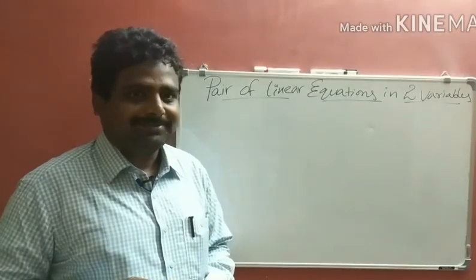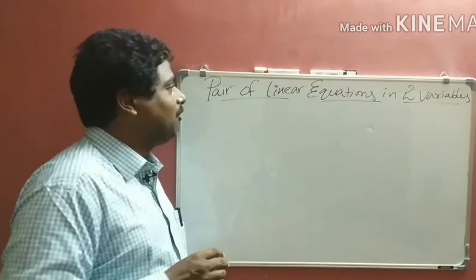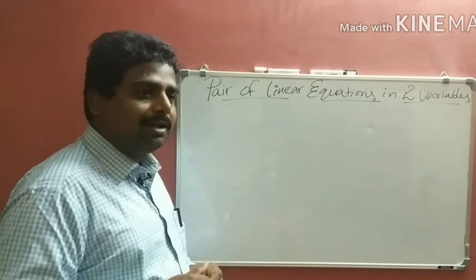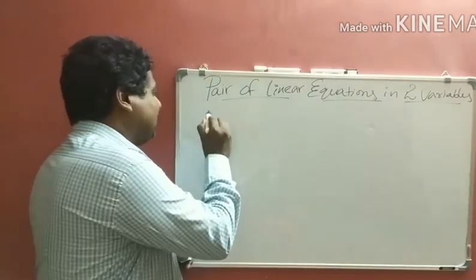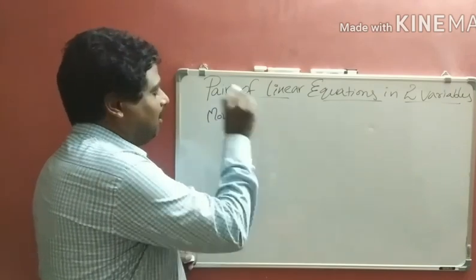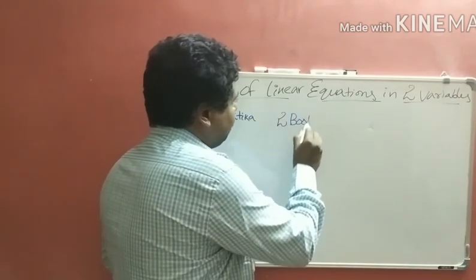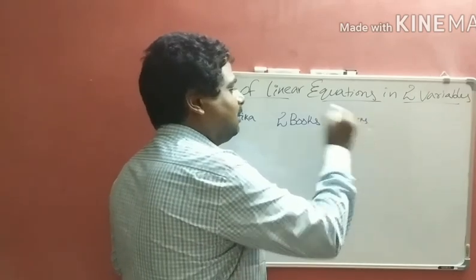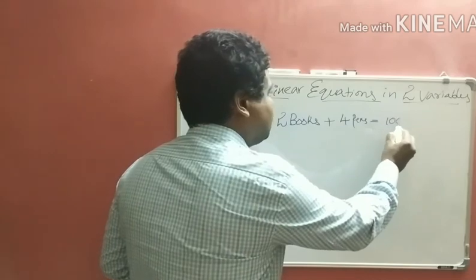Hi. In this class, we have to discuss pair of linear equations in two variables. One day, a little girl, Mauktika, went to the shop and bought two books and 4 pens. Her father paid the shop owner 100 rupees.